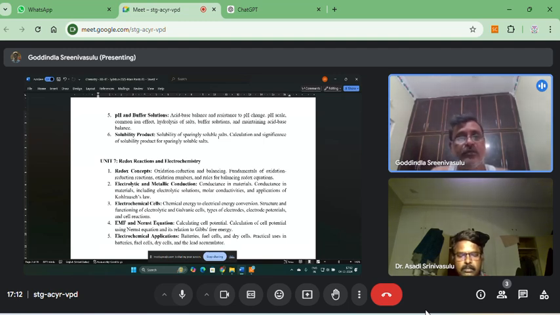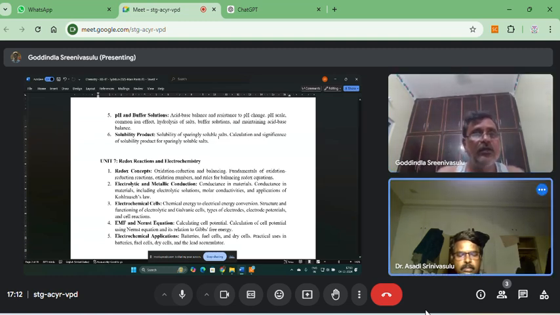So the solubility product of sparingly soluble salts, the calculation of it and its significance. This is one topic that we deal with in solutions.